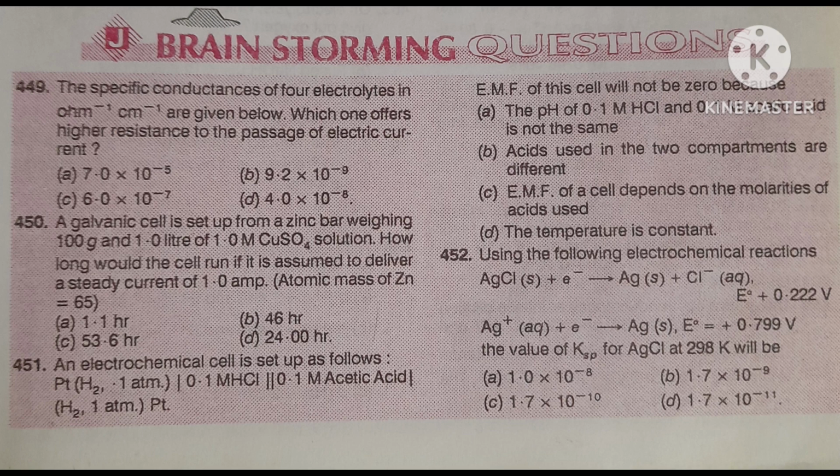Then total seconds how much? In 1 hour 60 into 60, 3600. Then you convert this seconds into hours by dividing it by 3600. After dividing you will get 53.6 hour. Hence the third option, 53.6 hour, is correct. To solve this numerical you required 4 concepts here. That's why it is tough.